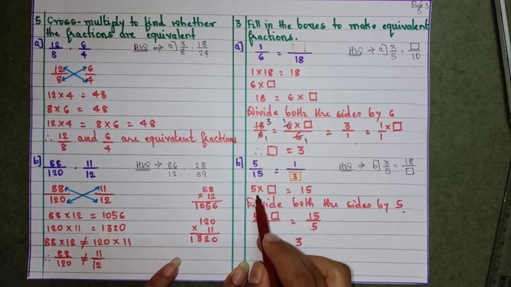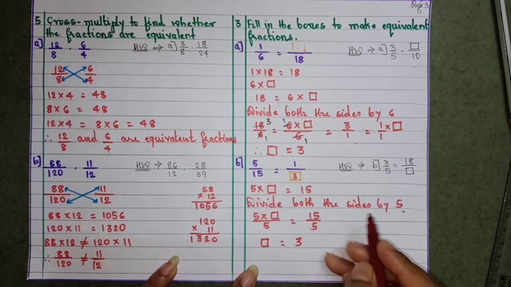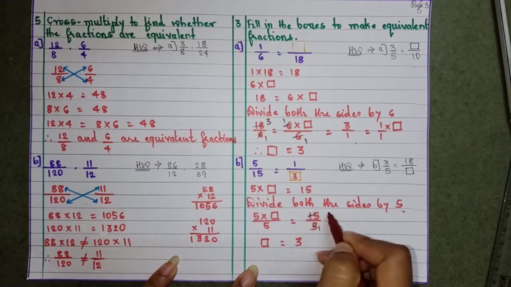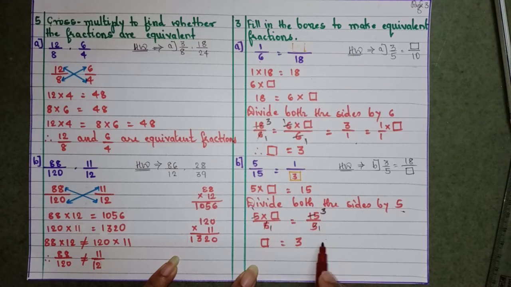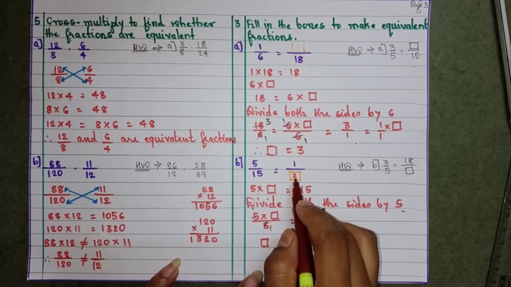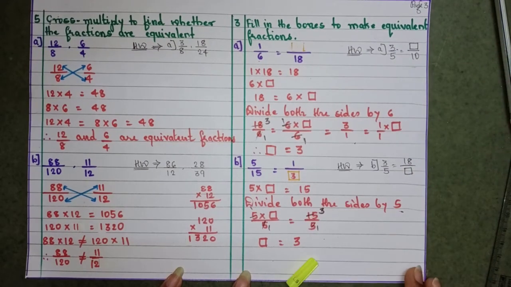Therefore when we divide, 5 into box divided by 5 is equal to 15 divided by 5. And now you know 5 ones are 5, 5 threes are 15. Therefore box equals 3 upon 1, and 3 upon 1 is nothing but 3. Therefore in the missing term there comes 3. Similarly, you can solve the homework part and you will get better practice.